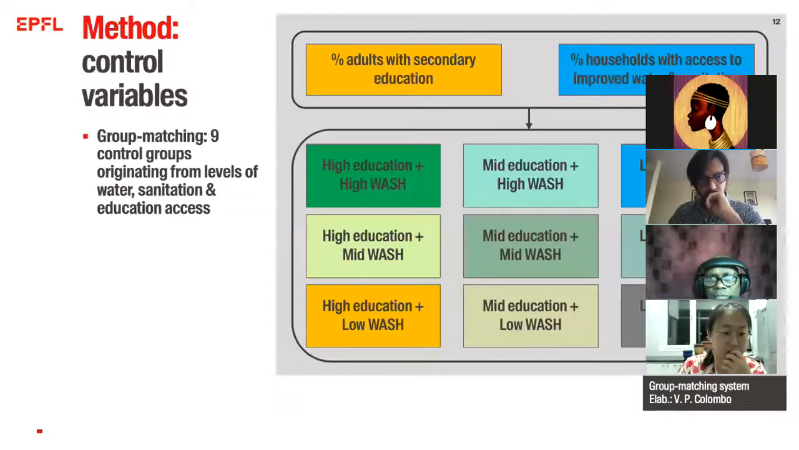In addition, each 5 kilometer pixel was classified according to the level of education and the level of access to improved water and sanitation. Because socioeconomic conditions and access to water and sanitation impact the risk of diarrhea, it was important to balance the analysis through group matching. This was done in order to mitigate the statistical impact of these confounders. In this way, the correlations were calculated amongst pixels belonging to the same group with similar levels of education, water, and sanitation. As this diagram shows, we established 9 groups based on a matrix of low, medium, and high levels of education and wash services.